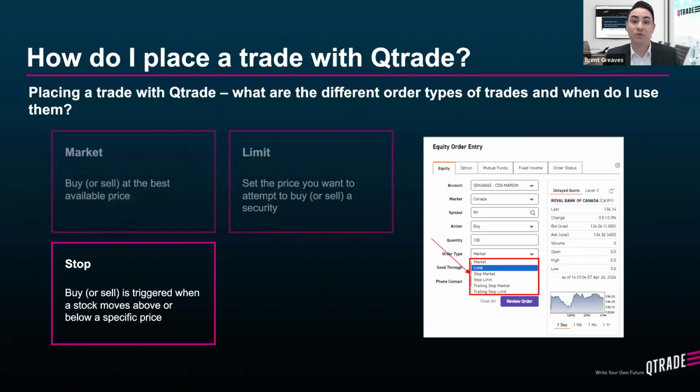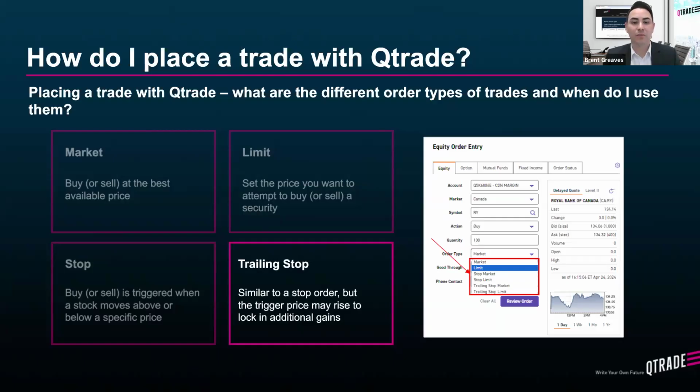Qtrade also offers two other order types. Next is a stop order. For a stop order, the buy or sell is triggered when a stock moves above or below a specific price. This is known as the trigger price. Stops are often used as a way to avoid large losses or to lock in profits.